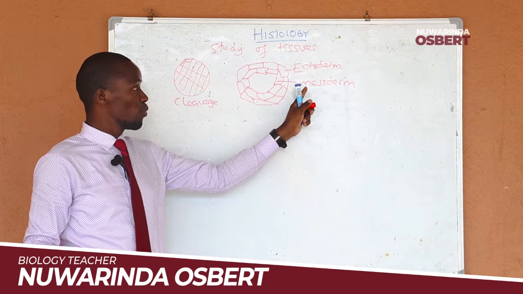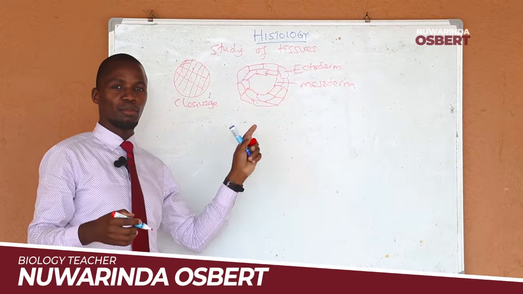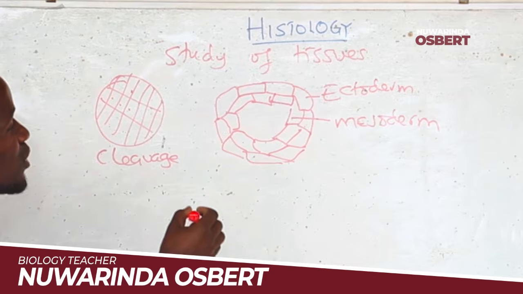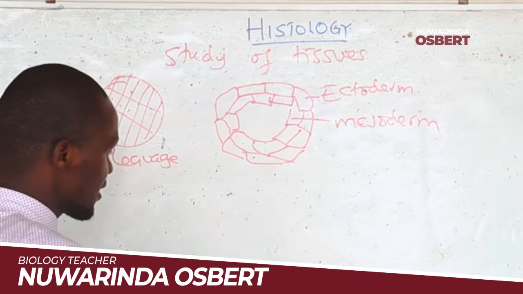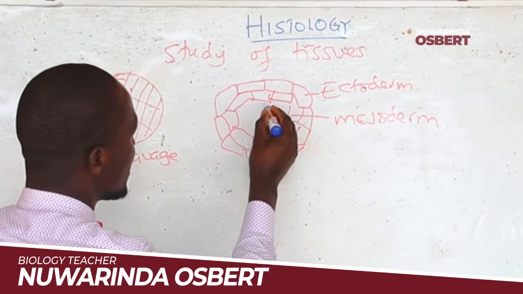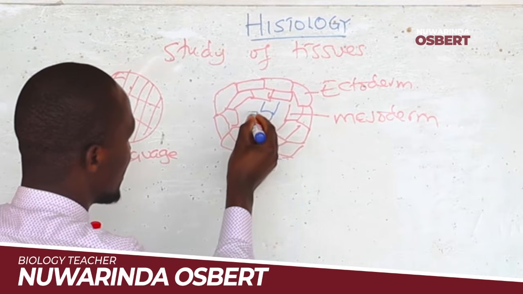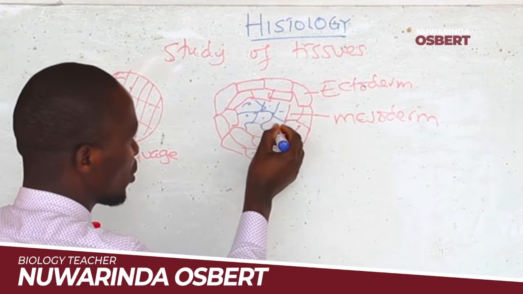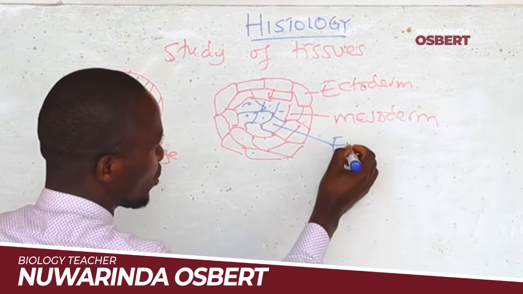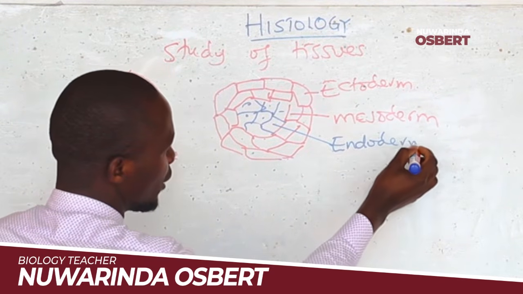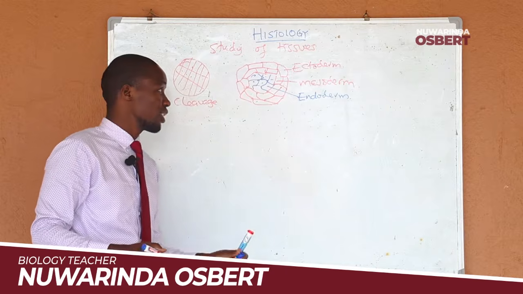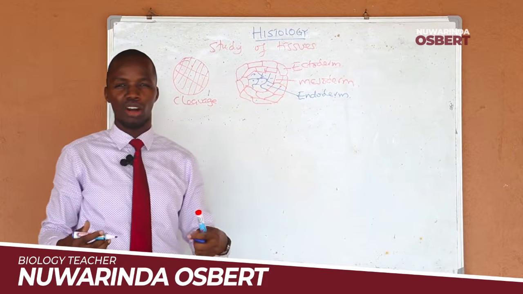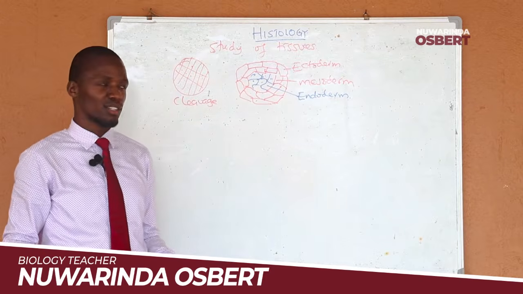Mesoderm is a group of cells during embryonic development that form the middle layer. And then other cells form the innermost layer. So we also have other cells which come and form the innermost layer here. Those cells which are in the innermost part form what we call the endoderm. These cells which form the endoderm are the ones which will develop into organs like the gut and so on.